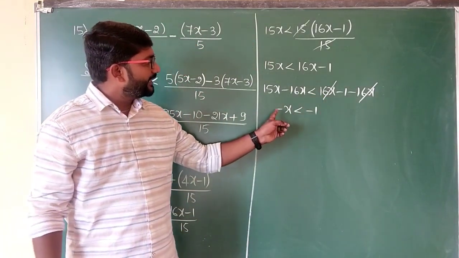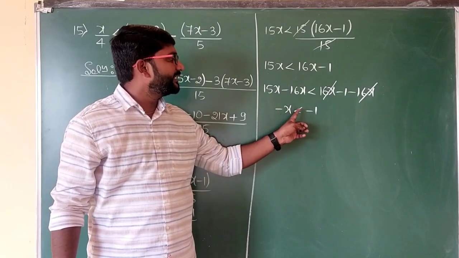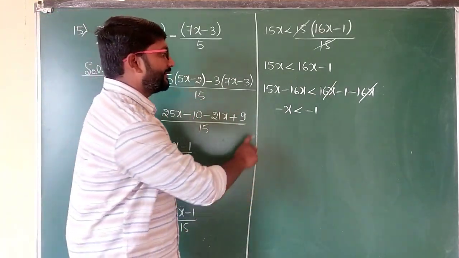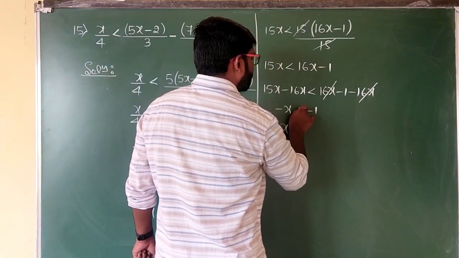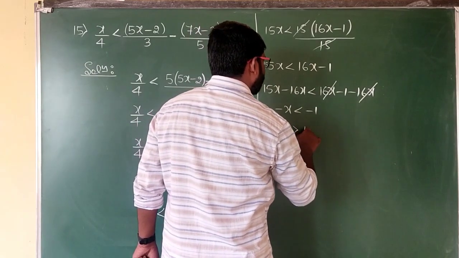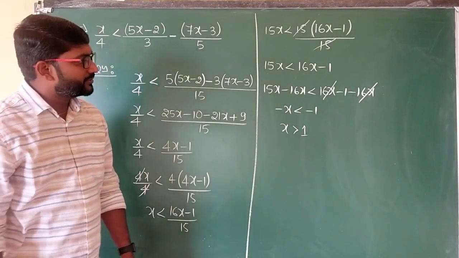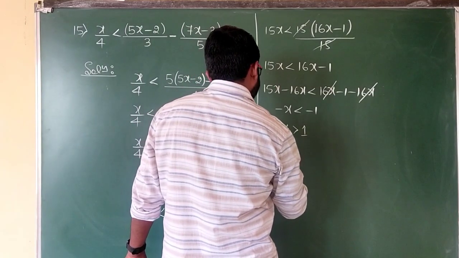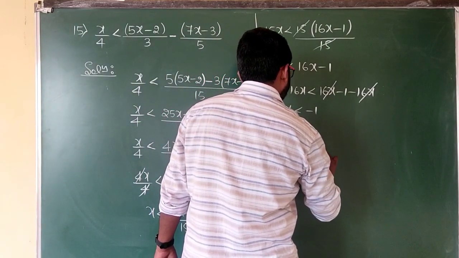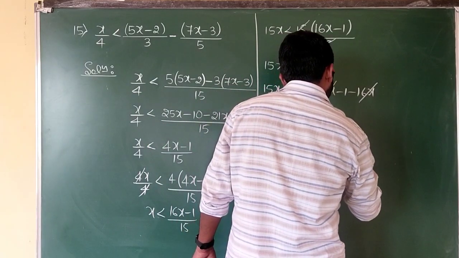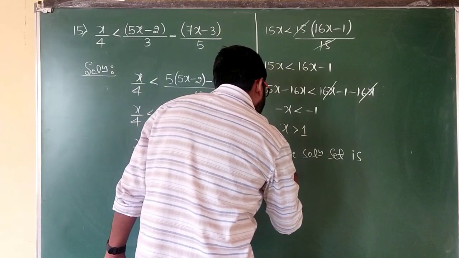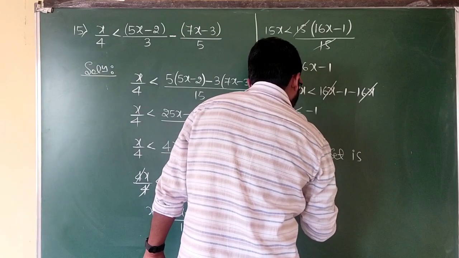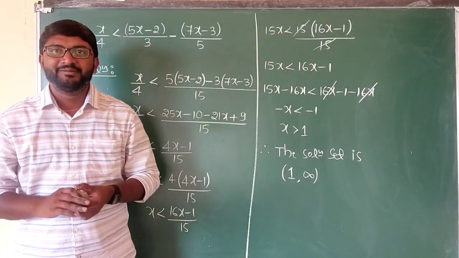Now we have to eliminate the minus sign. Let us multiply both sides of the inequality by −1, so the sign of the inequality must be reversed. −1 into −x will be plus x, less than becomes greater than, −1 into −1 is plus 1. So the solution is x greater than 1. Therefore, the solution set: x greater than 1 means we take an open interval, so the open interval (1, ∞). This is the required solution for question number 15.